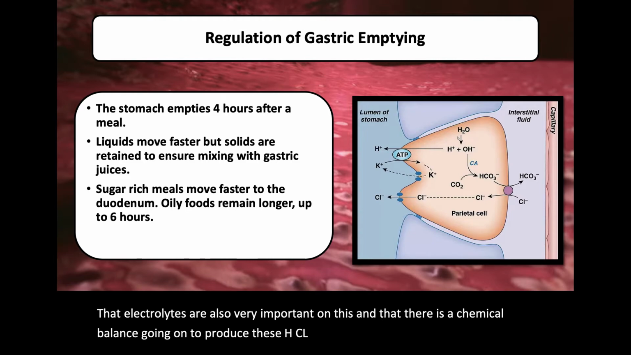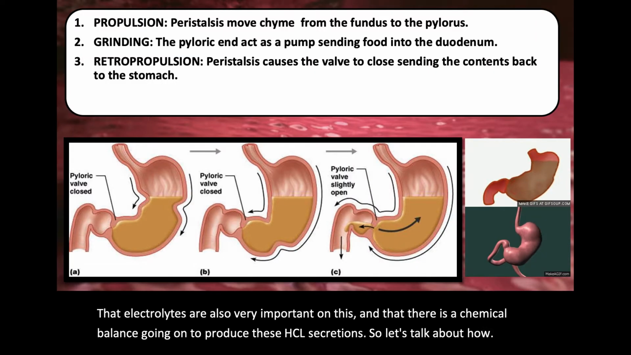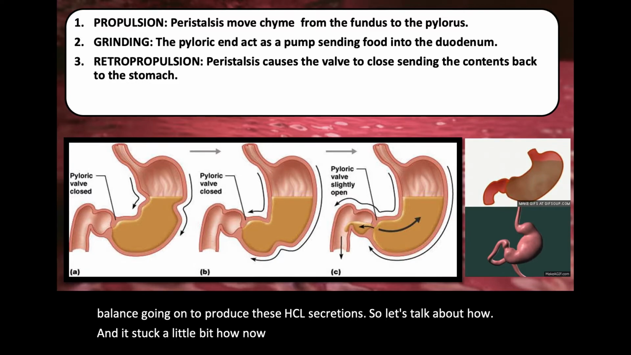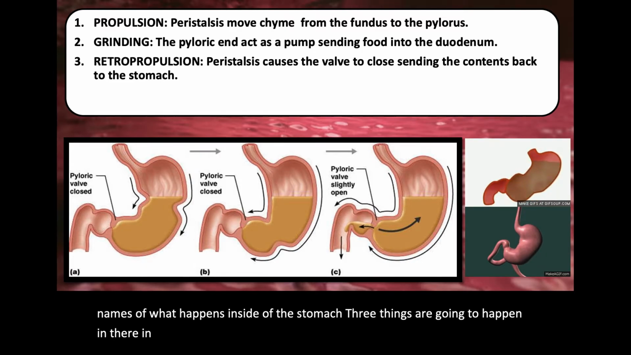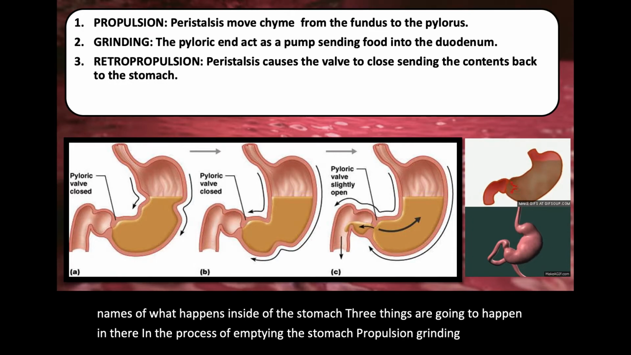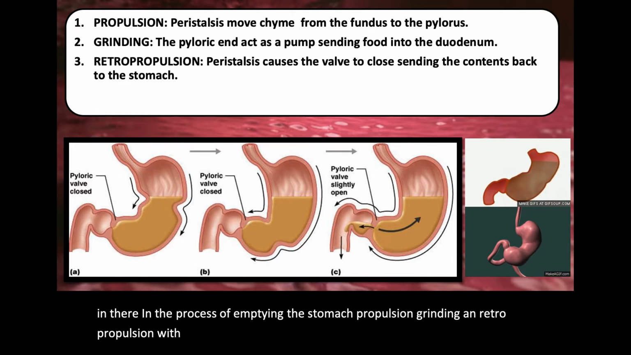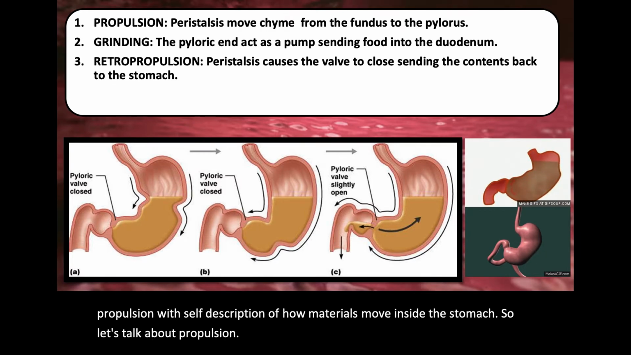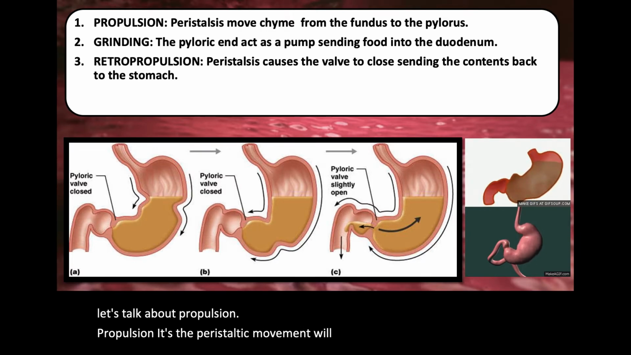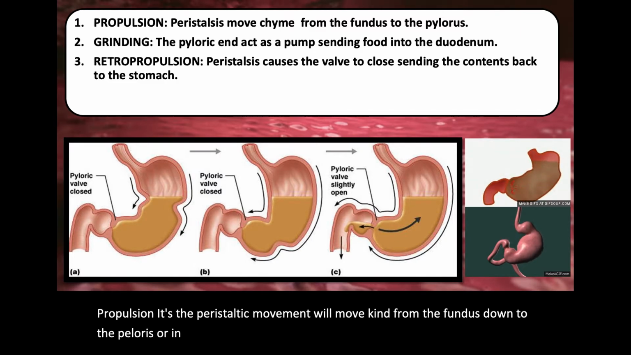So let's talk a little bit about how things move in the stomach, and a couple of names for what happens inside of it. Three things happen in the process of emptying the stomach: propulsion, grinding, and retropropulsion. Let's give a self-description of how materials move inside the stomach. Let's talk about propulsion. Propulsion is the peristaltic movement that moves chyme from the fundus down to the pylorus, in other words, from the top to the bottom.